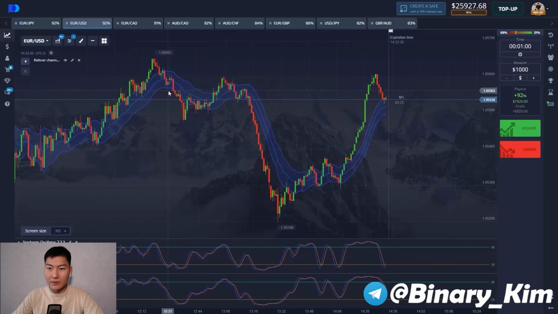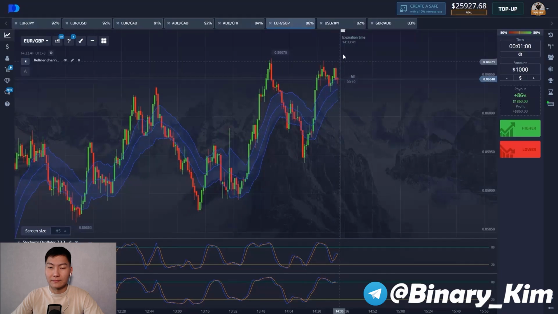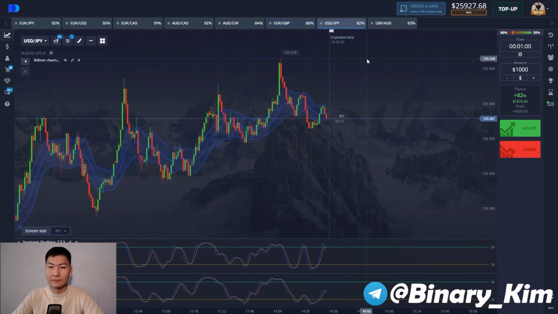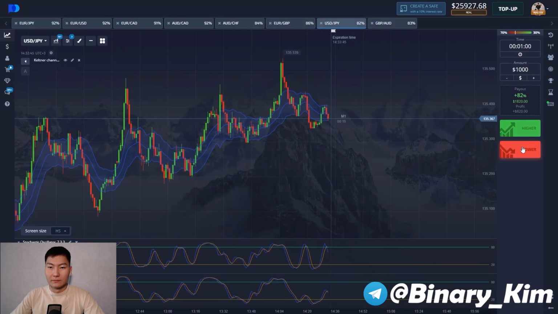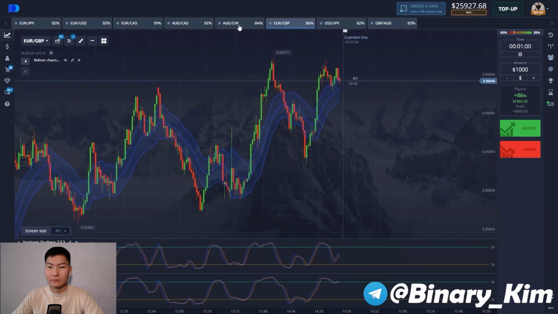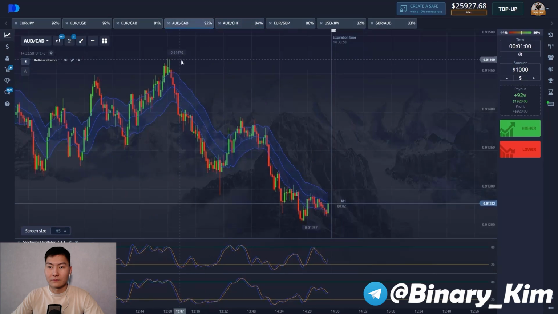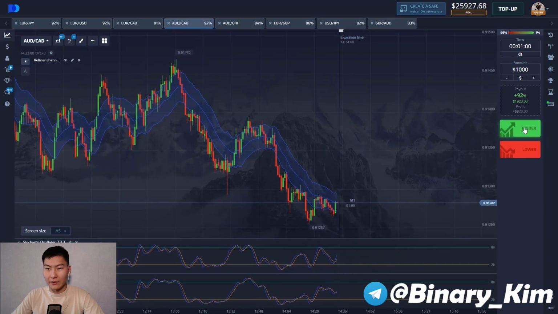So here I don't see a good trade entry so far. We continue to monitor the market situation. Let's stop right there and open our long position, guys.